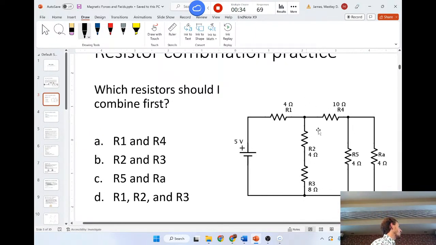Should I combine R1 and R4? Should I combine R2 and R3? Should I combine R5 and RA? Or should I combine 1, 2, and 3? What should I combine first?